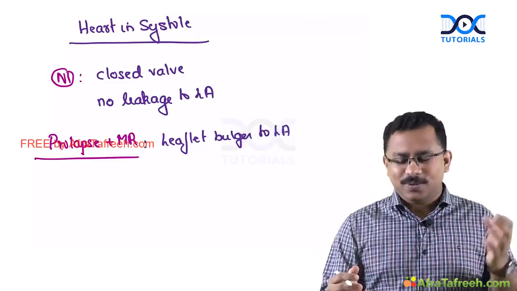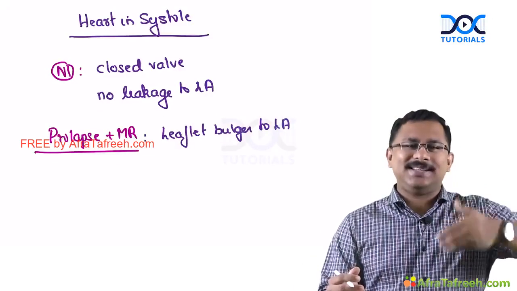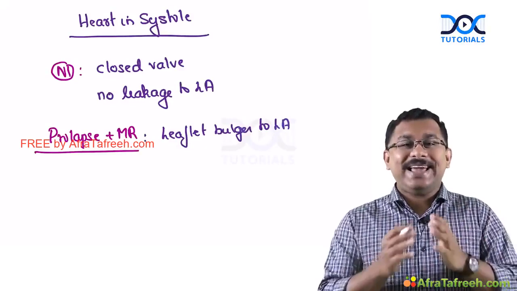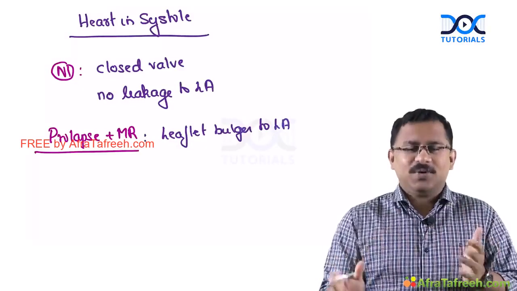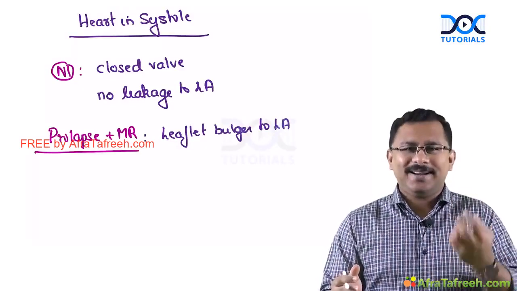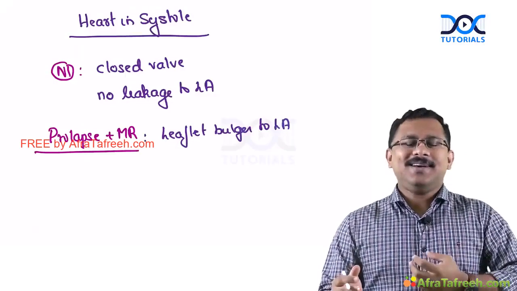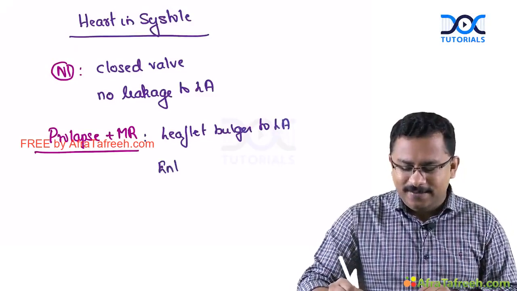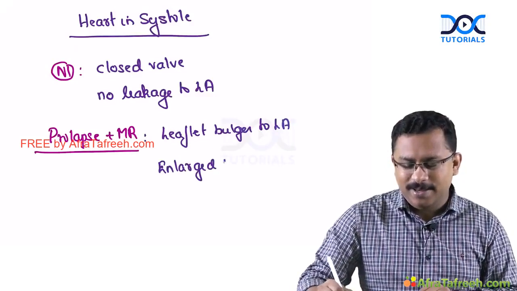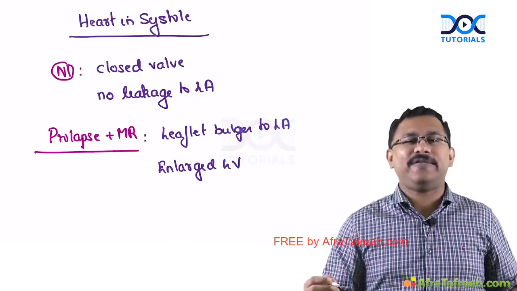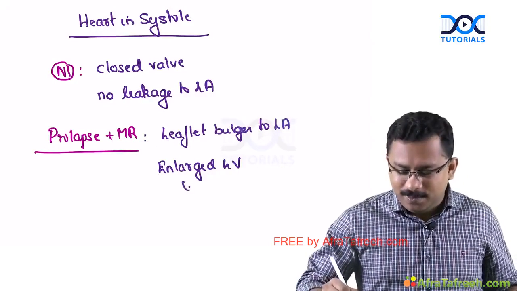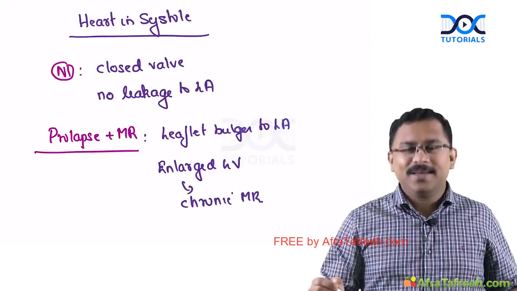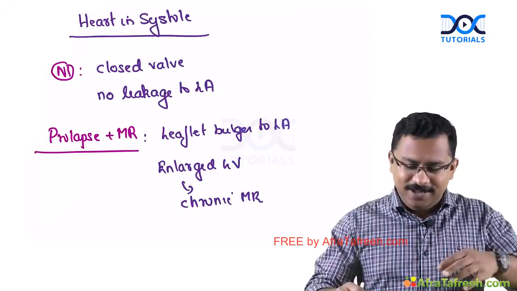As the disease progresses, there is a regurgitant flow of blood, so there can also be an enlargement of the LV. We will learn about chronic mitral regurgitation, but understand for the time being that there can be an enlarged LV as a result of chronic mitral regurgitation.